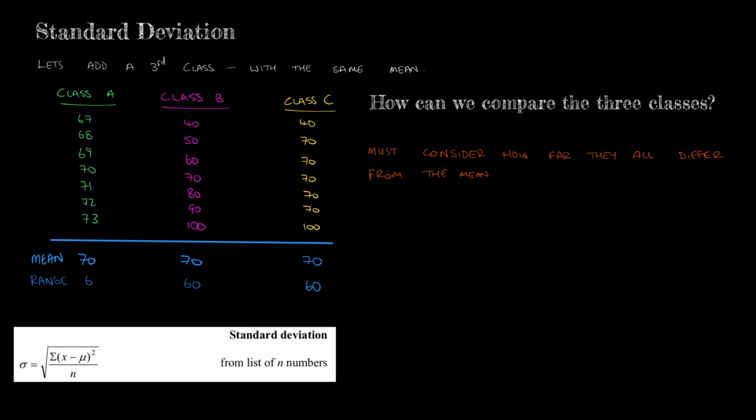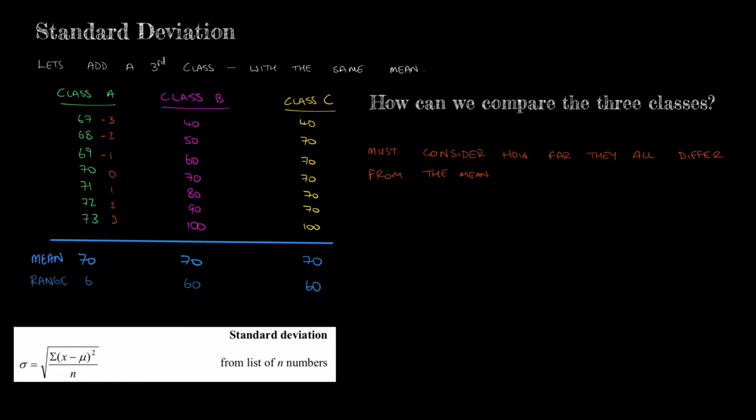So if we look at the green ones there, the first class A, we can see that the green ones all differ from the mean. The mean was 70. So if I wanted to get how far that differs from the mean, it's going to be less. So it's going to be 3 less. 68 is 2 less than the mean. 69 is 1 less than the mean. 70 is 0, so that doesn't change at all. 71 is 1 greater. 72 is 2 greater. And 73 is 3 greater.